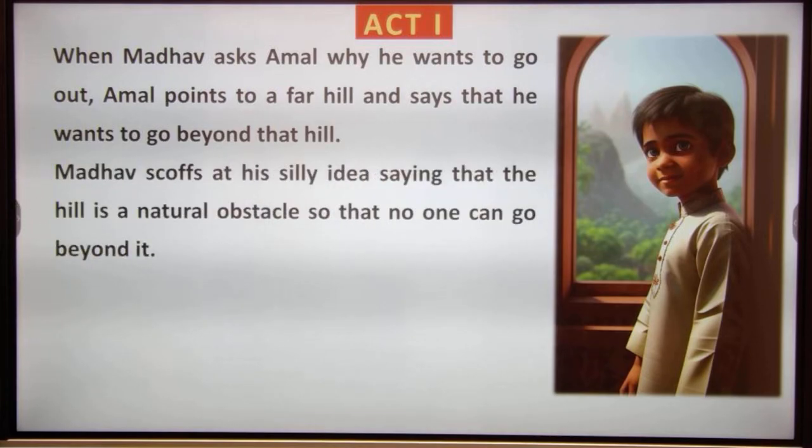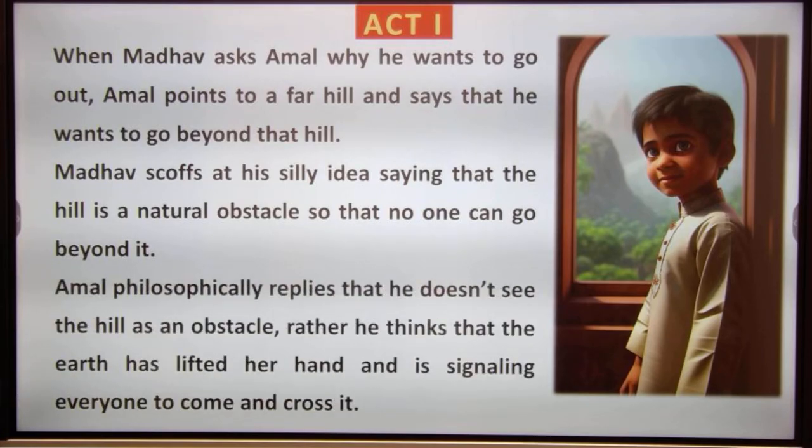Madhav scoffs, laughs at this idea, and he says that if there is a wall, it means that even nature doesn't want anyone to go beyond this. वॉल है ही वहां इसलिए ताकि कोई उसके पार न जा सके. No one can go beyond it. अमल फिलोसॉफिकली रिप्लाइज. वो बहुत ही इसके अंदर एक मेटाफरिकल लैंग्वेज यूज करता है, and he says that he doesn't think that this hill is an obstacle.